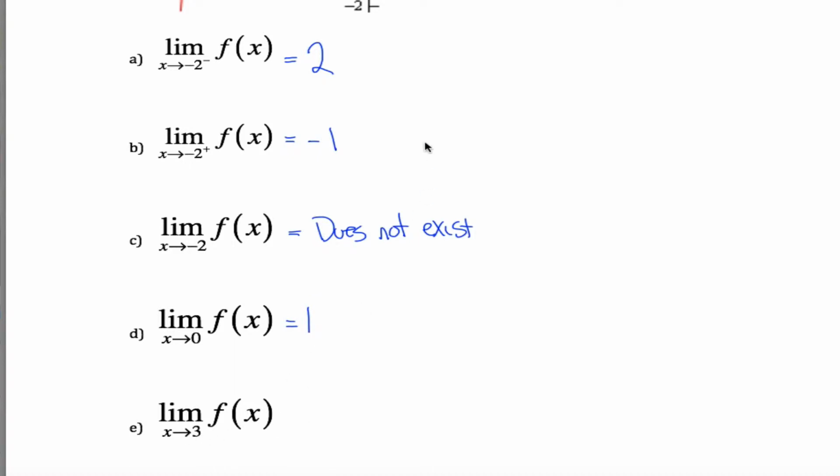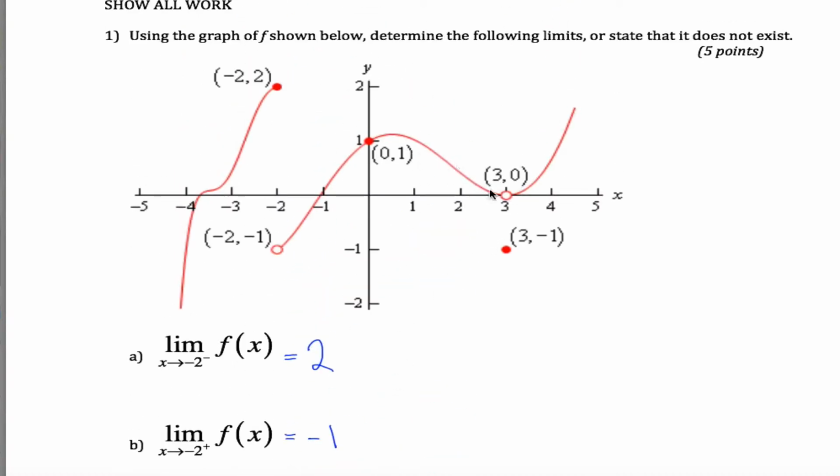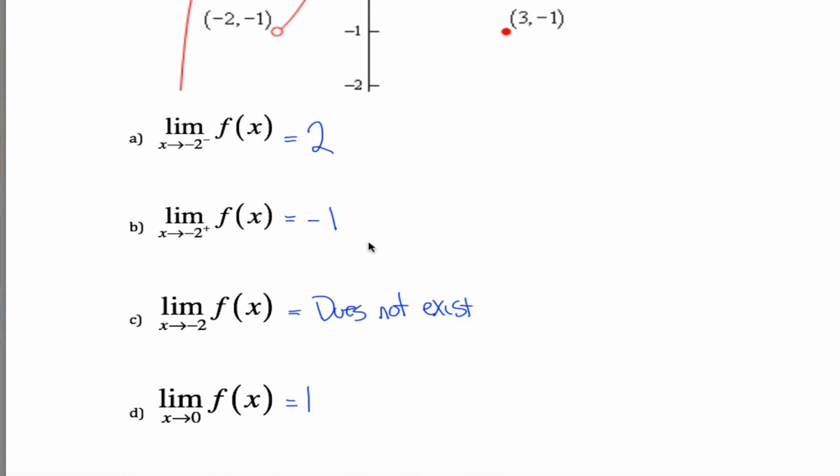What about the limit as x approaches 3? Well, here's 3 right here. When we get really, really close to 3, the height gets really, really close to 0. Not -1, that's the height at 3. Limits aren't concerned with the height at that point, just at points close to that point. In other words, the height is 0.